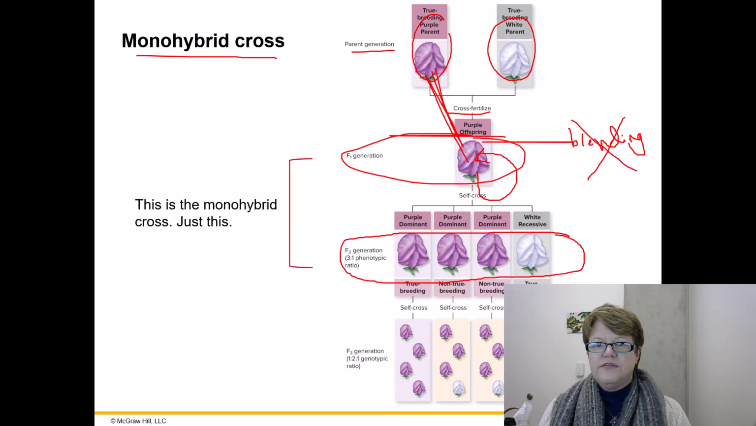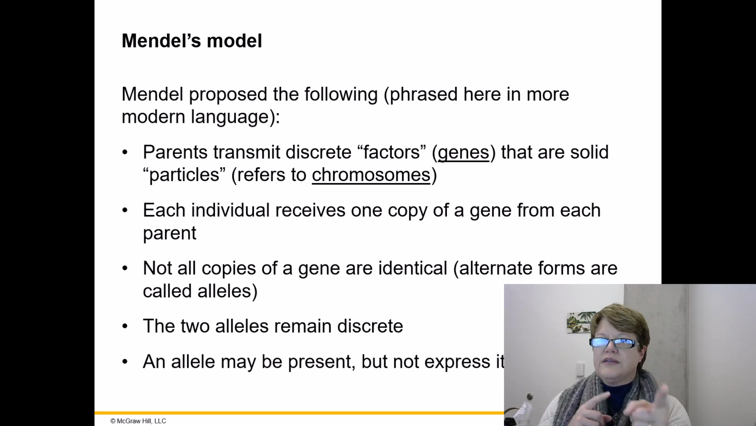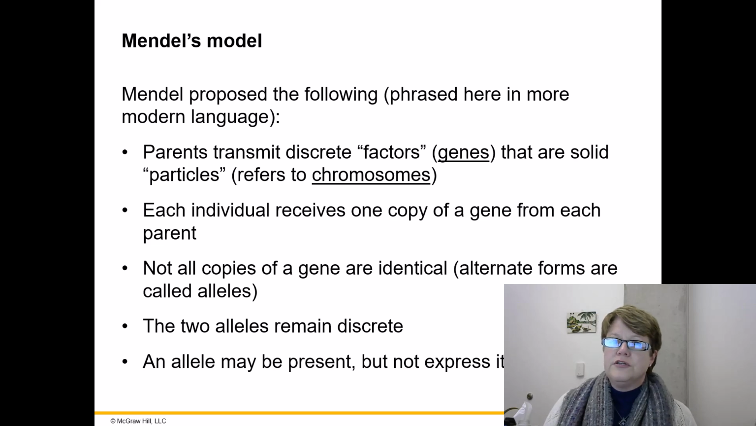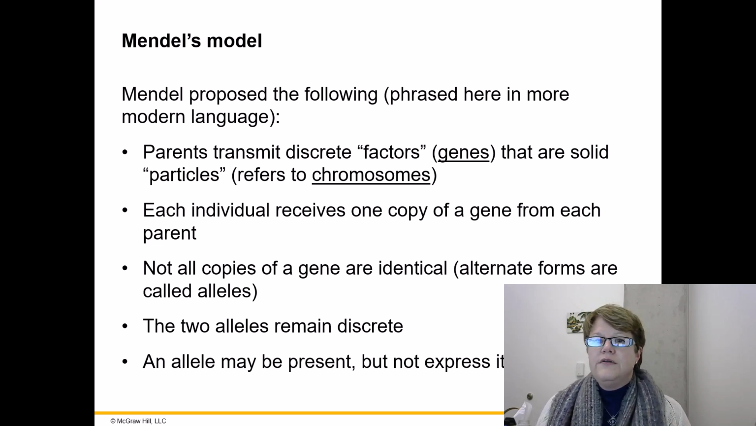So he was able to see that there was this concept of dominance. When two alleles of the same gene are different versions, one of them acts in a dominant way, one of them is recessive. So Mendel proposed the following, and I'm using some of his language, but really some of the more modern language. He had to kind of make up words because there wasn't already a vocabulary for this. But the parent plants transmitted discrete factors, we would say genes, that are located on solid particles, we would say chromosomes.